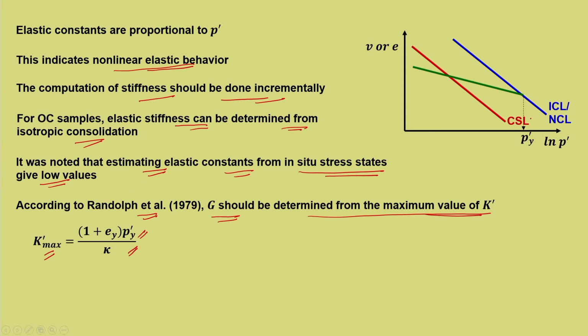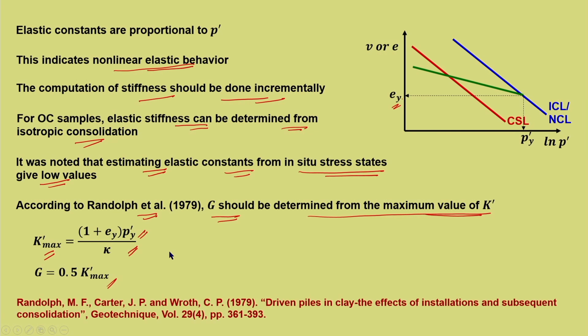So, this p dash y it is referring to, and the corresponding void ratio is e y, and G is taken as 0.5 of k dash max according to the suggestion. So, this is reported in this particular paper, Driven piles in clay: the effects of installation and subsequent consolidation, published in Geotechnique. Okay. So, one can refer to this for further reading.